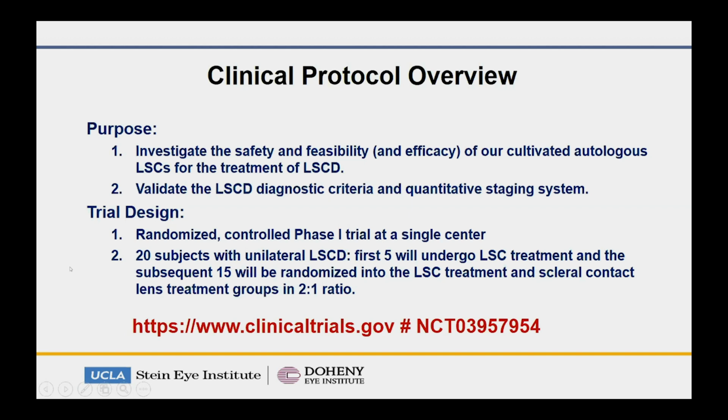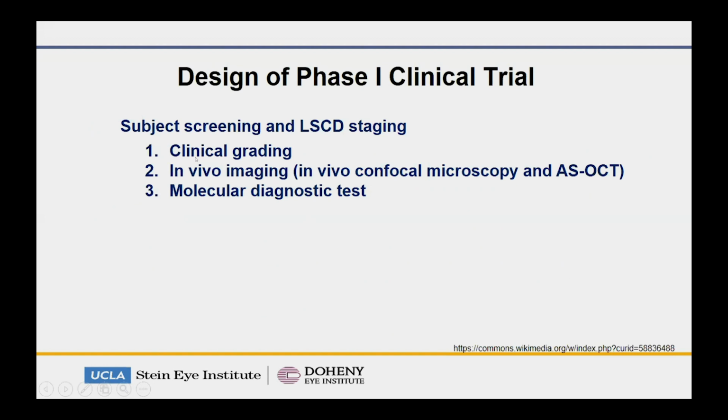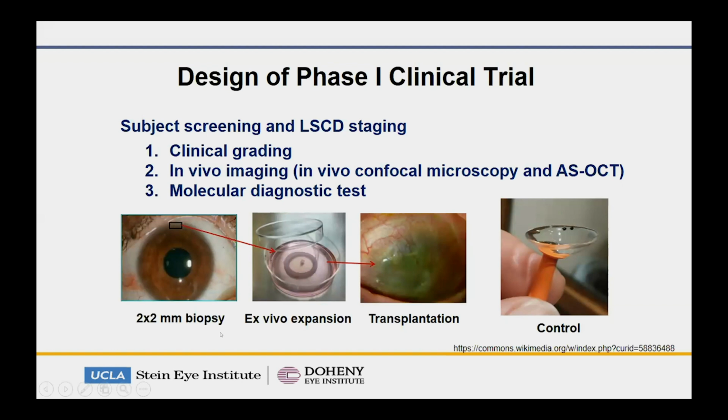The first 5 will undergo limbal stem cell treatment, and the subsequent 15 will be randomized in a 2-to-1 ratio into the stem cell treatment or the scleral lens treatment group. The subjects will undergo screening using the clinical grading system, the in vivo imaging, and molecular diagnostic test to determine the degree of their limbal stem cell deficiency. If they meet the inclusion criteria, the biopsy will be taken from the donor eye, grown in culture, and then transplanted back to the other eye, the diseased eye. The control will be a scleral lens treatment group.